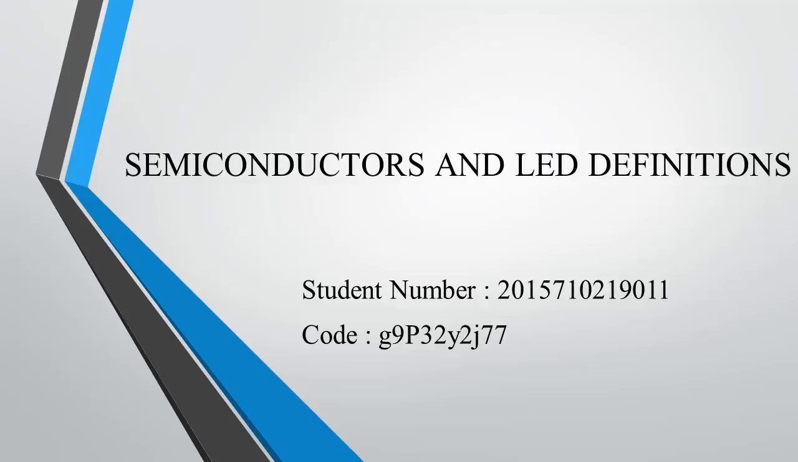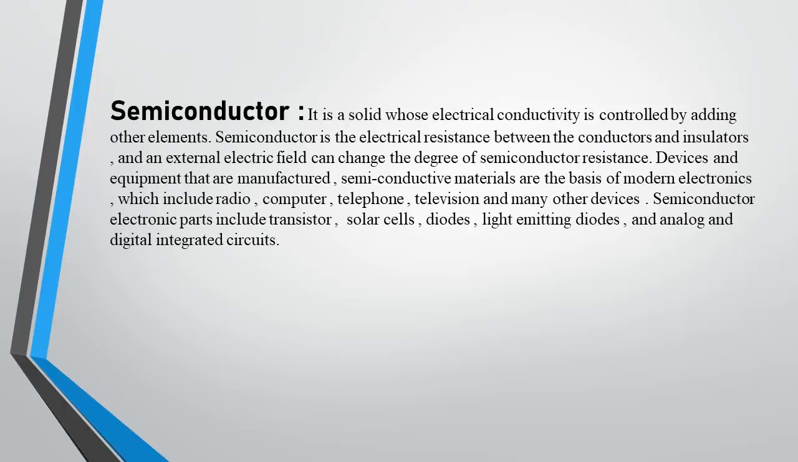Semiconductors and LED definitions. Semiconductor is a solid whose electrical conductivity is controlled by adding other elements. Semiconductor has electrical resistance between conductors and insulators, and an external electric field can change the degree of semiconductor resistance. Devices and equipment manufactured from semiconductive materials are the basis of modern electronics, which include radio, computer, telephone, television, and many other devices.